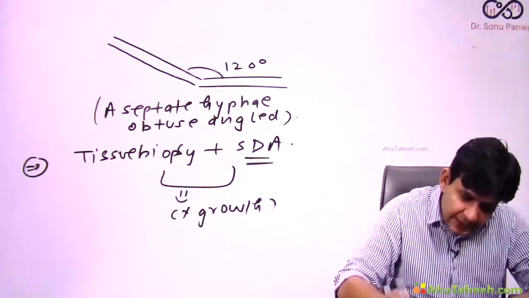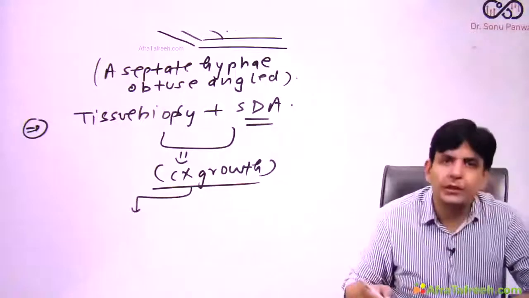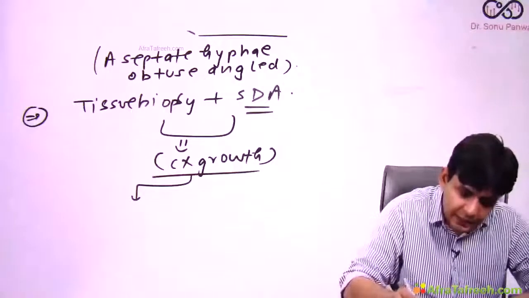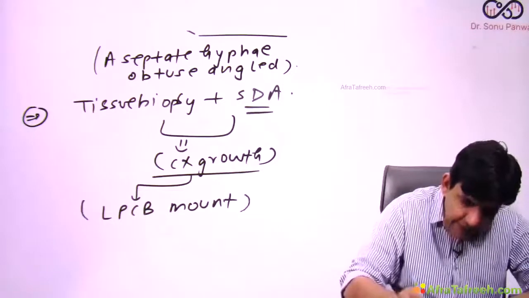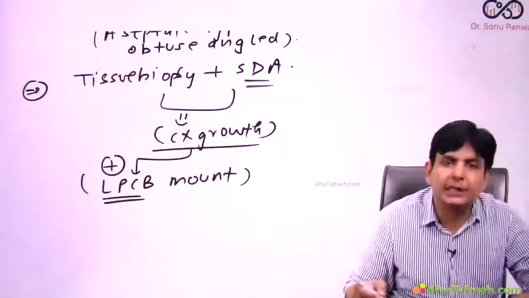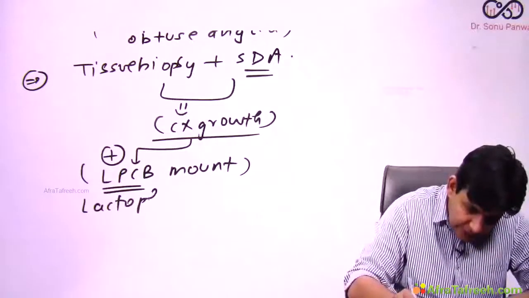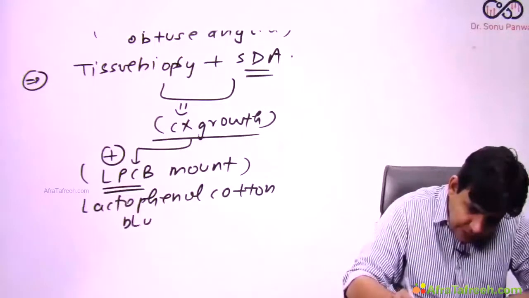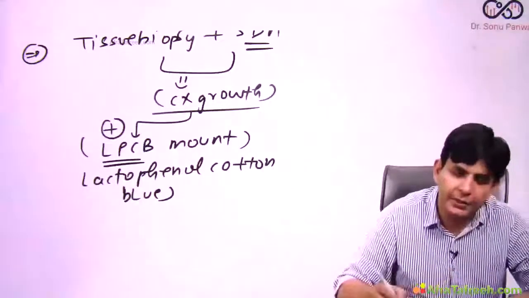And this particular culture growth, then you do the teasing of this particular growth, and you prepare a LPCB mount of it. What you do is take the culture growth and put it into this stain termed LPCB. And what is LPCB? LPCB stands for Lactophenol cotton blue mount. This you need to remember, LPCB mount.